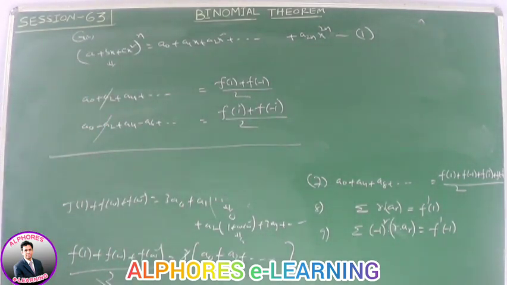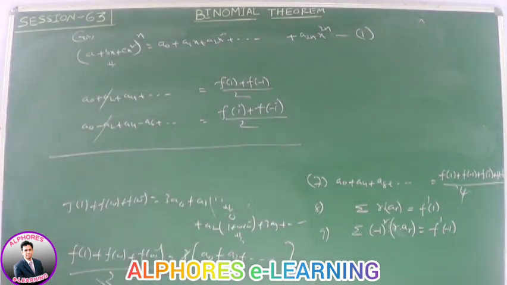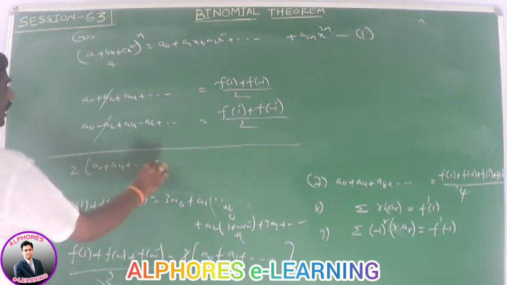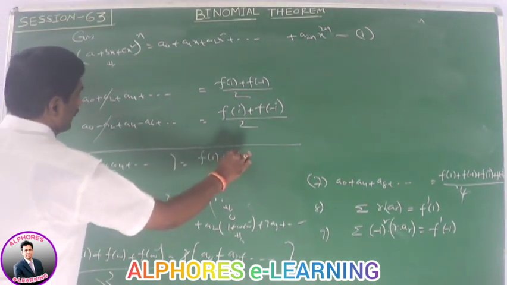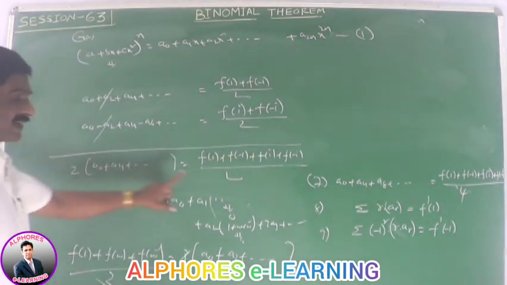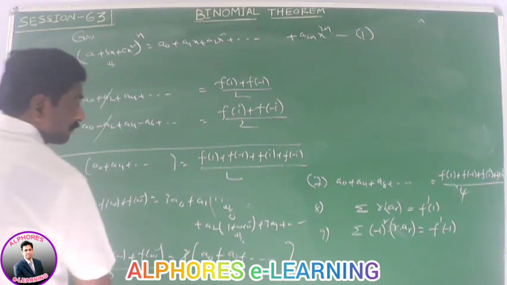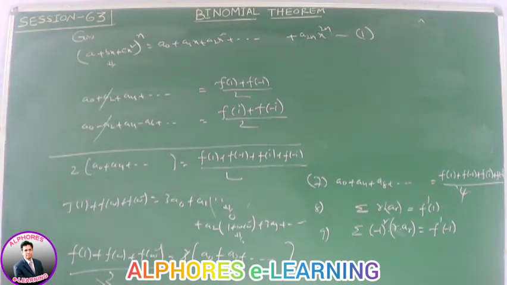Please observe this value. This value is equal to, by 4, f of 1 plus f of minus 1 plus f of i plus f of minus i by 4. Please correct that value. Here, 2 of a0 plus a4 plus, and so on, is equal to f of 1 plus f of minus 1 plus f of i plus f of minus i by 2. Move this value 2 to RHS. 2 into 2 means 4. Therefore, a0 plus a4 plus a8 plus, and so on, is equal to f of 1 plus f of minus 1 plus f of i plus f of minus i by 4. Okay, please note this value.